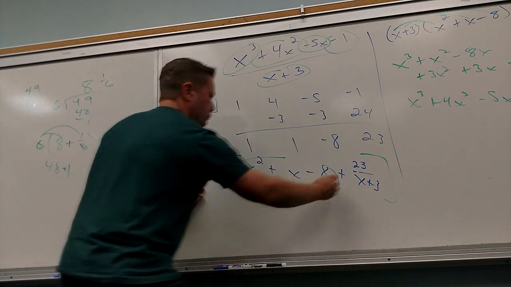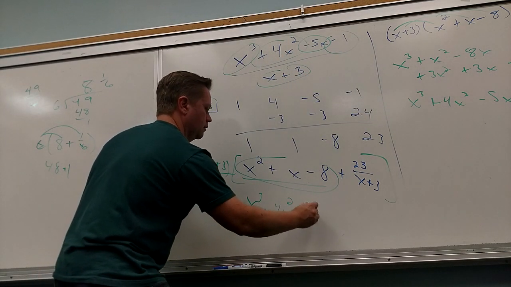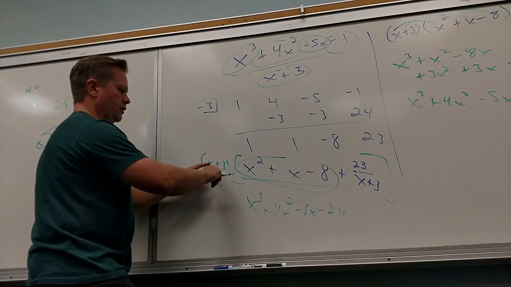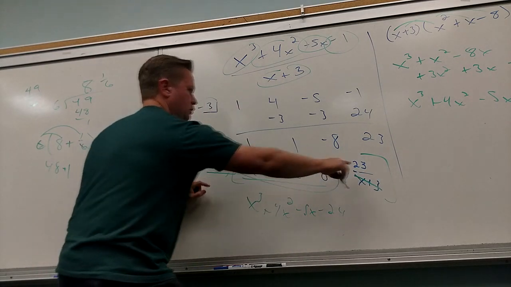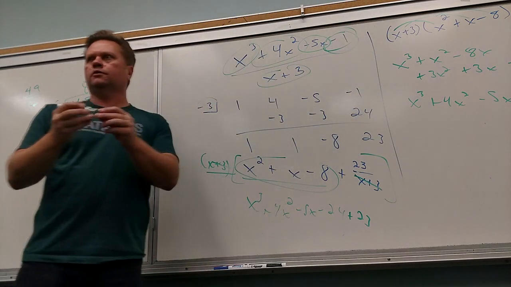Well, it's this times this, which we did. Right? Did we do that first piece? I know, I'm freaking out. And then this times this is, bam, 23. What's negative 24 plus 23? Negative 1. Yeah, of course.